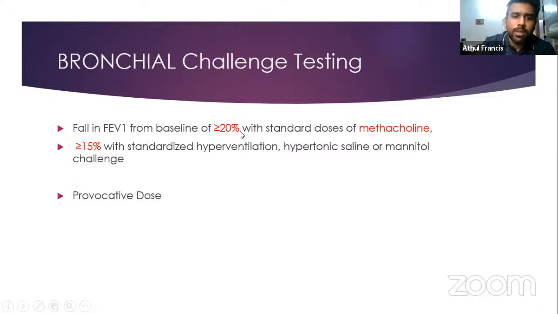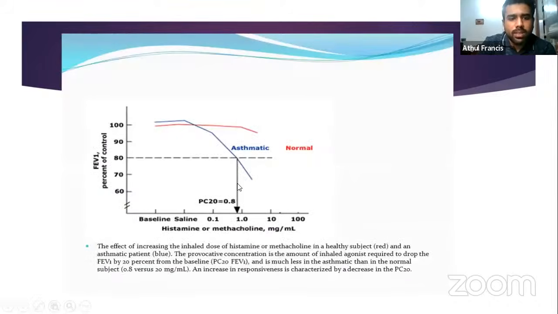There are values for that. So just remember, if there's a fall from baseline of greater than 20% with a standard dose of methacholine, or greater than 15% with standard hyperventilation, hypertonic saline or mannitol challenge, that contributes to asthma. So this is what happens. This is known as bronchial challenge testing.